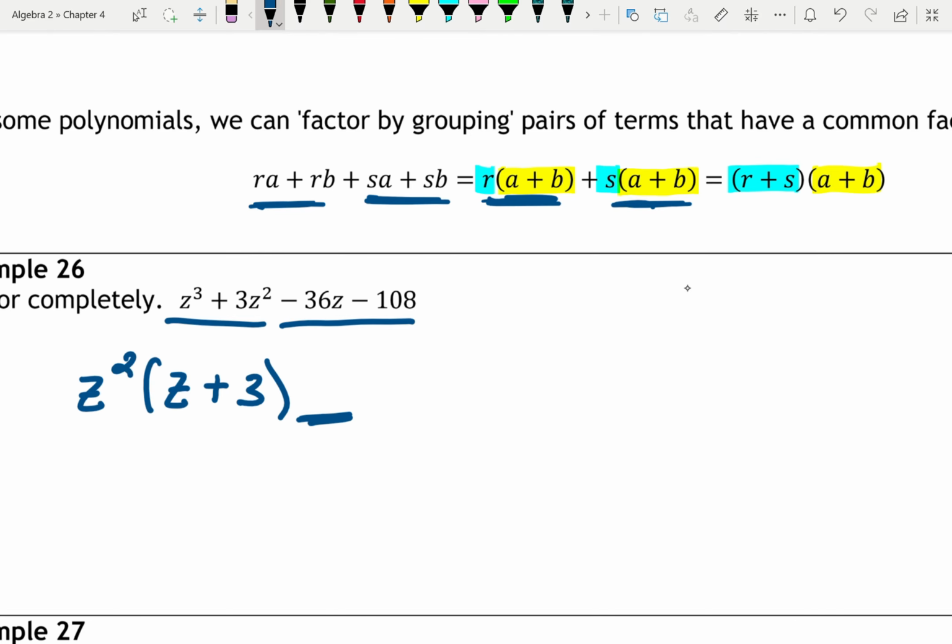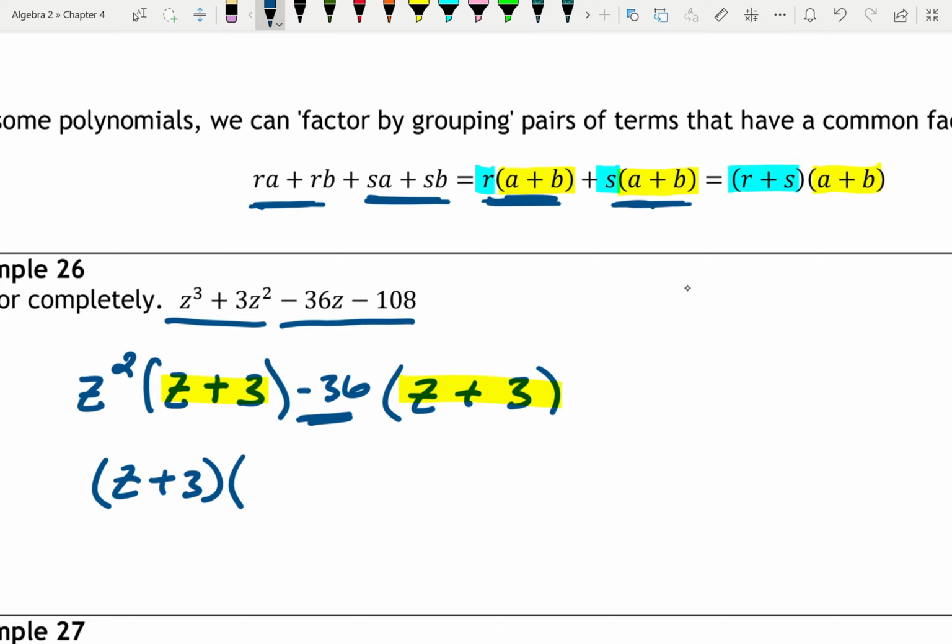Then I want to pull something out of the second ones such that I have a z plus 3 at the end. So I'm going to need to pull out a negative 36. Now they both have the z plus 3, so that can come out front, z plus 3. And then left over is the z squared minus 36.